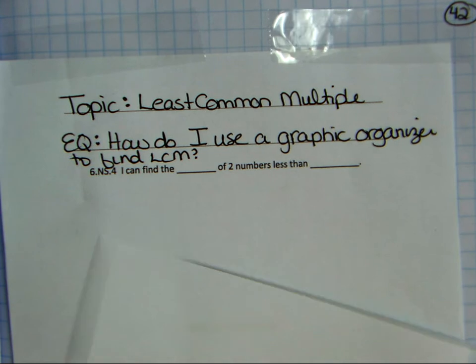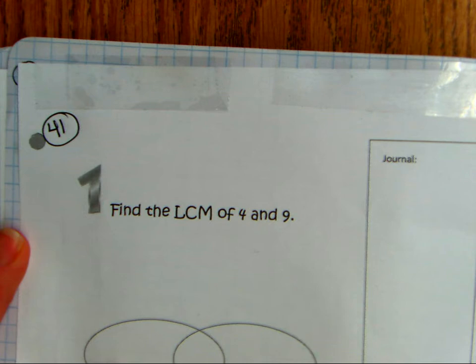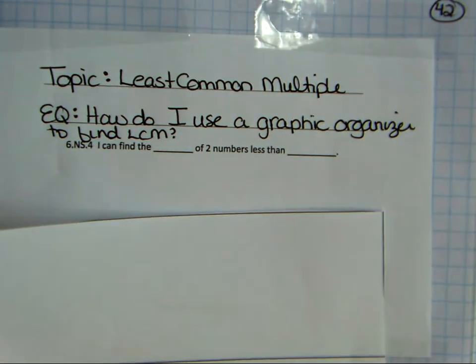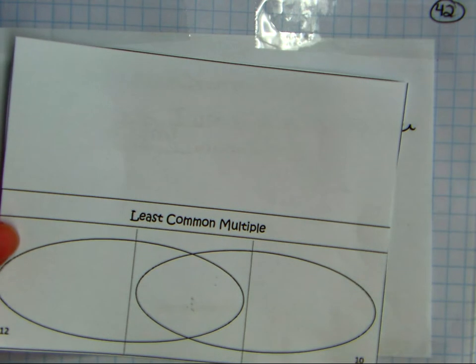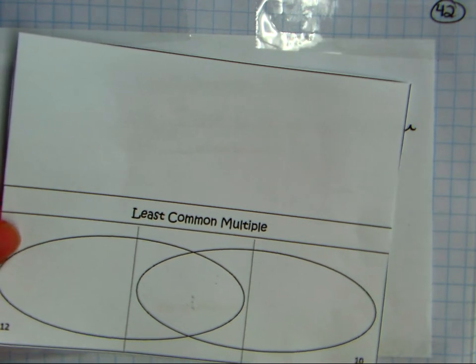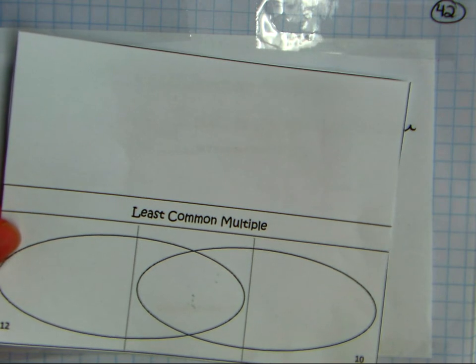You also need to put on page 42 your note page, and on page 41 you want to put your practice page. There's another page that I will have passed out to you, and it looks like this. It has a Venn diagram on it. It's very similar to what we did when we made our example for greatest common factor.